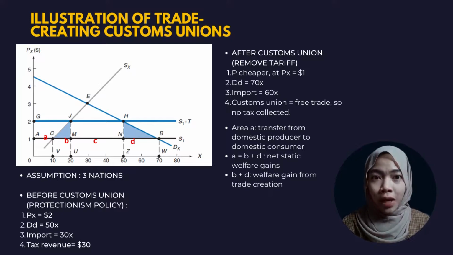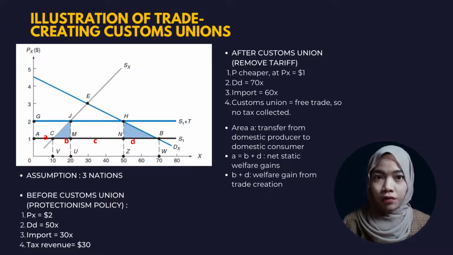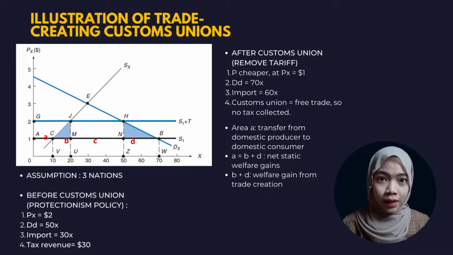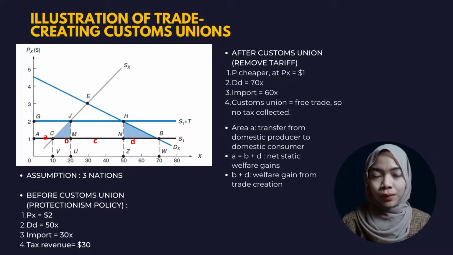However, only part of this represents a net gain for nation 2 as a whole. Area A represents a reduction in rent or producer surplus, while area C represents the loss of tariff revenue. This leaves the sum of the area of the shaded triangles, area B and area D, or $15, as the net static welfare gain for nation 2.